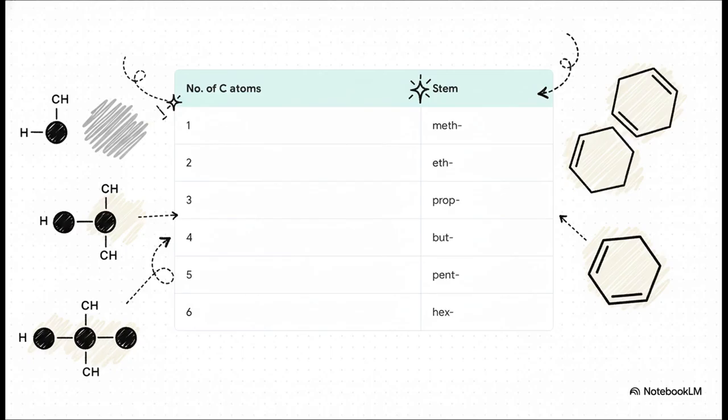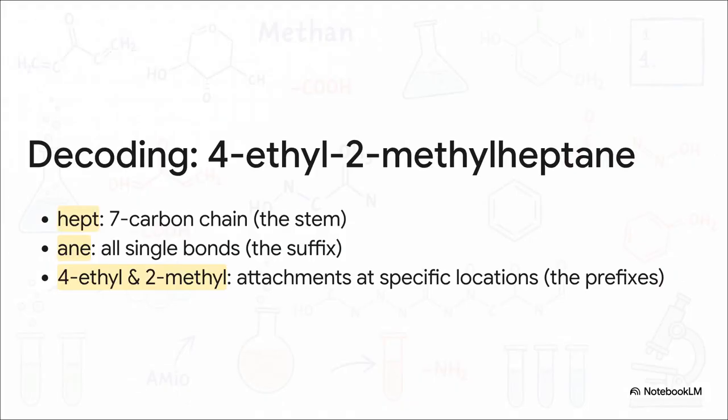1 carbon is meth, 2 is eth, 6 is hex, and so on. It's really just a simple counting system. So, let's try to decode 1. 4-ethyl 2-methylheptane. Looks complicated, but it's not.